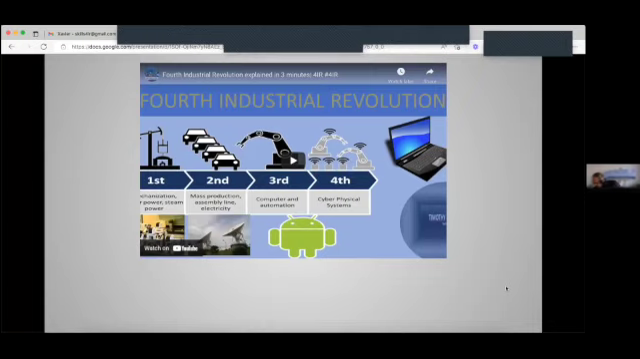Another thing that also stood out is the way we work, the way we're going to work in future.